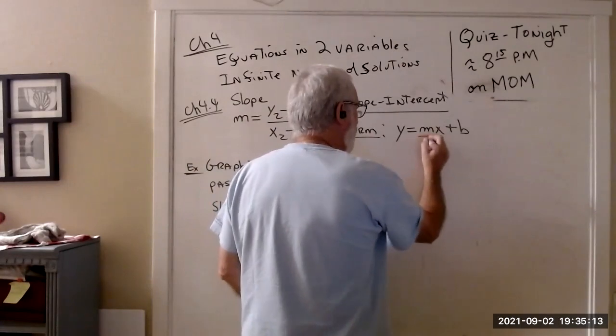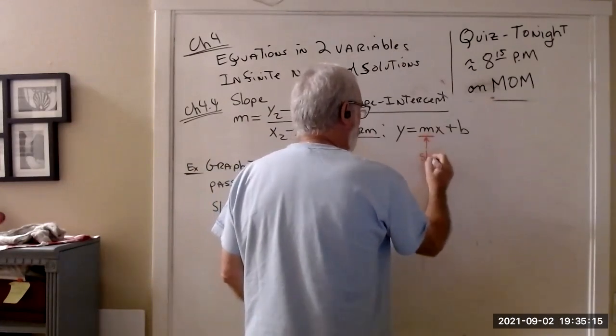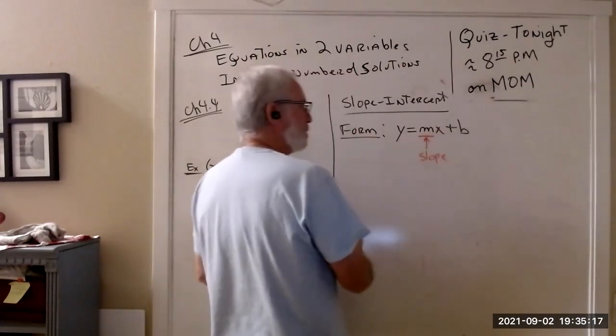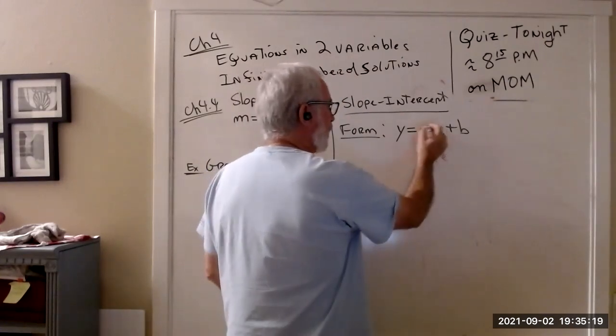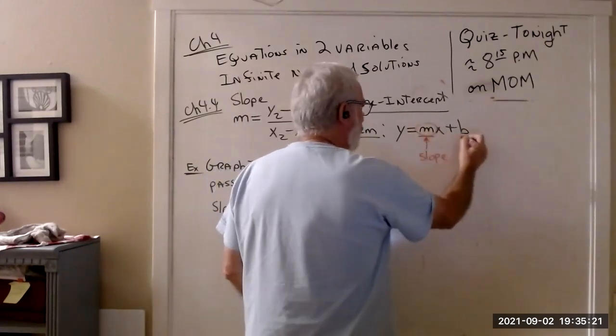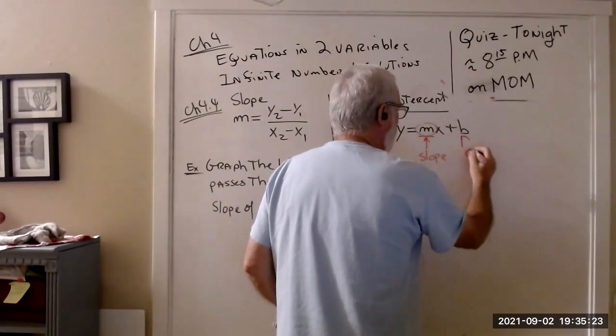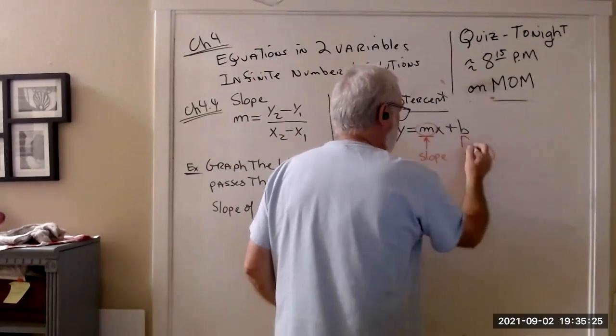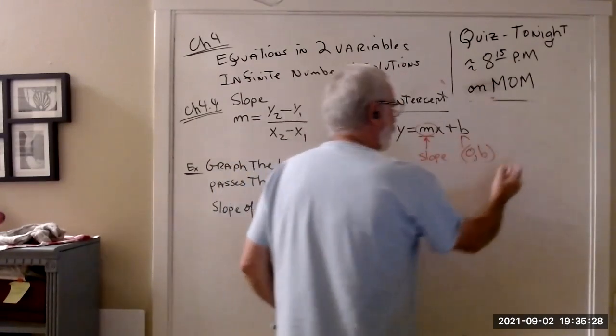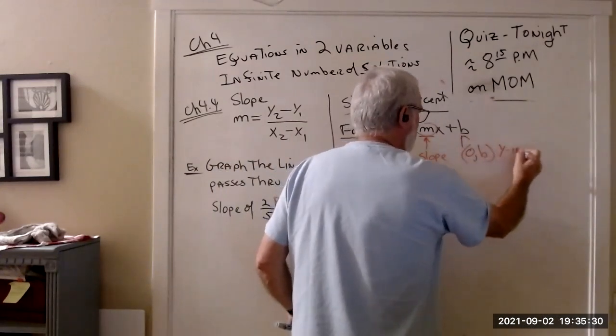So this number right here is the slope. Always, it's the number in front of the x. And this number right here is technically 0, comma b, but it's the y-intercept.